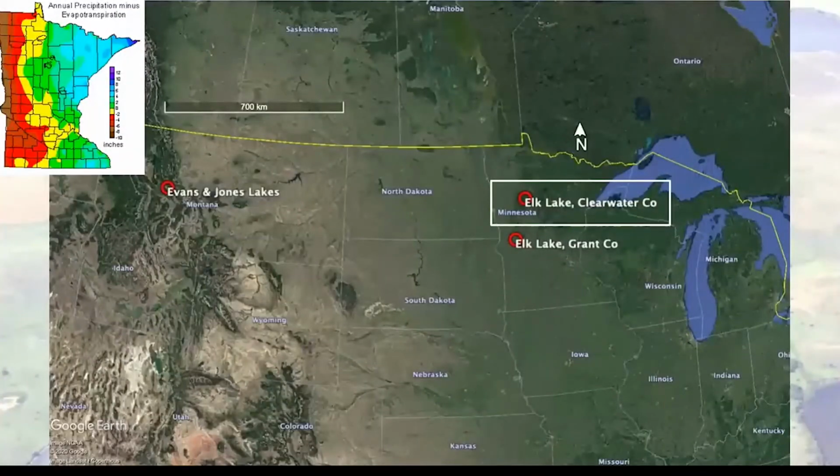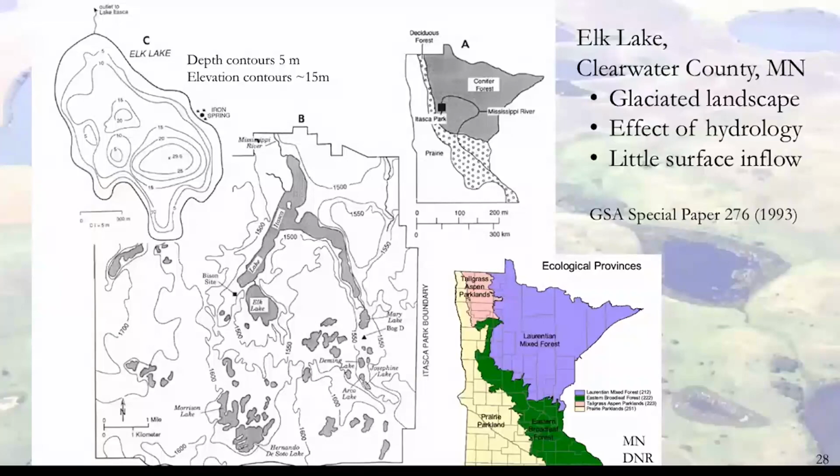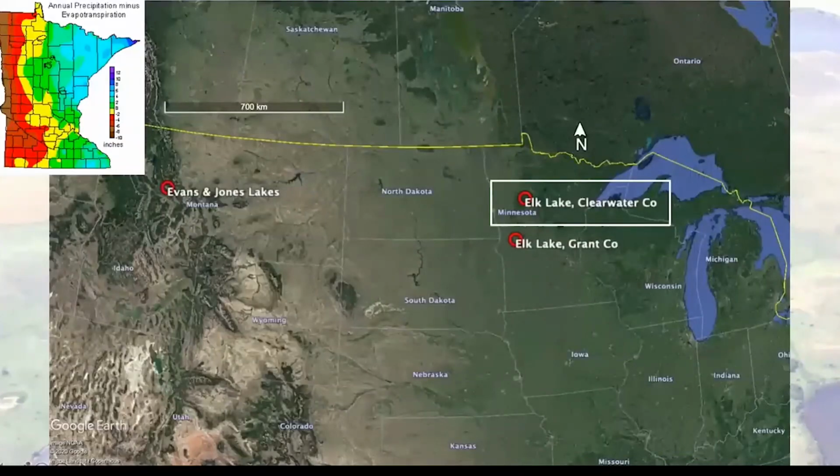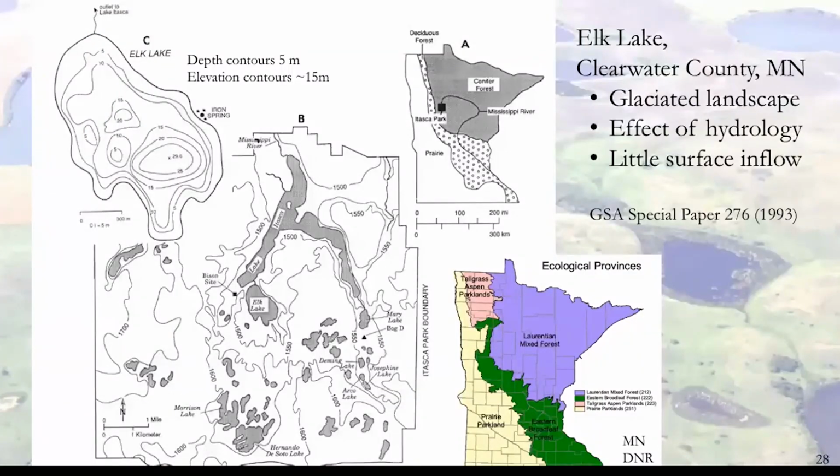Okay, let's move on to Elk Lake, Clearwater County. So right about here, it's in the P minus ET positive zone. And it was studied by a whole bunch of people from USGS and from University of Minnesota. It all came out in a GSA special paper, 276, 1993. It's all black and white.